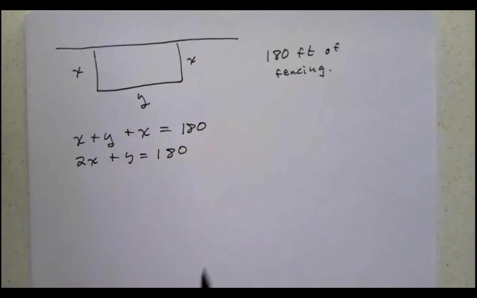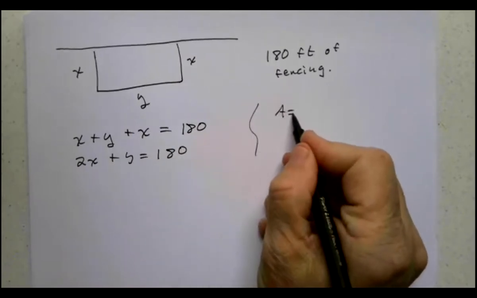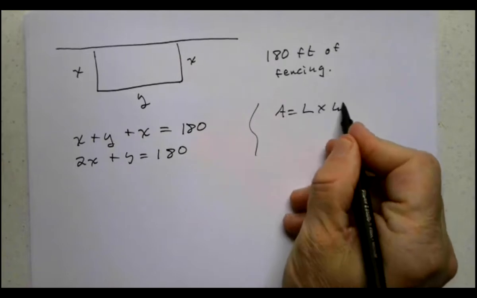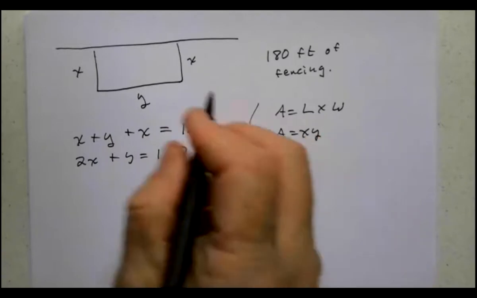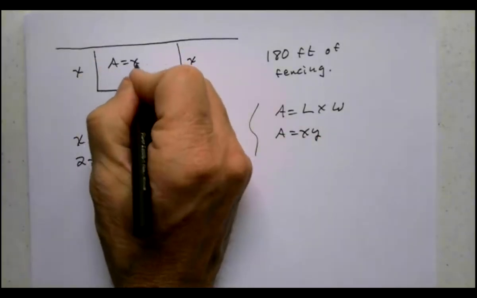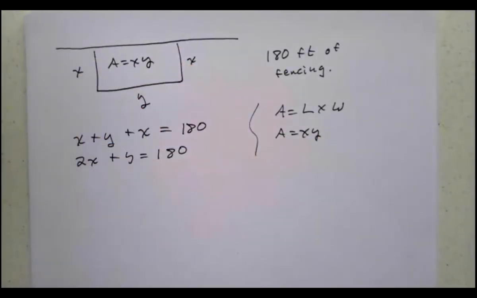Now what's the area of this garden? Area is, of course, length times width. So area will be X times Y. But I only need to have one variable to work with. So here's the key idea. I have to solve for Y.